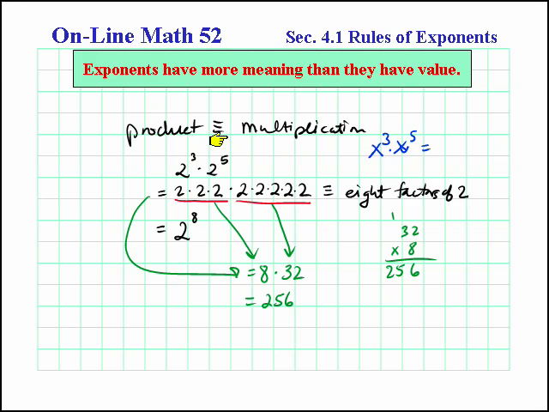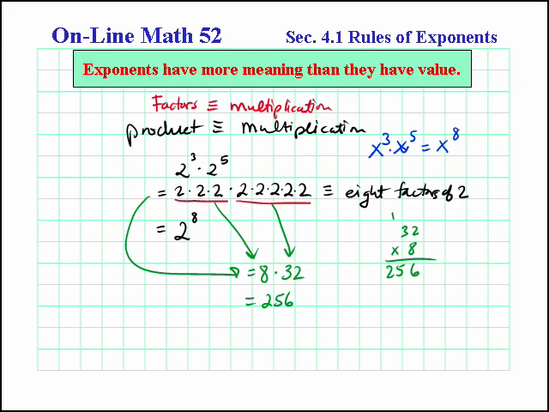So since product means multiplication, in fact, factors means multiplication. So putting those ideas together, when we talk about the number of factors, here are 3 factors of 2 times 5 factors of 2. Notice that it's multiplication all the way across. So a total of 8 factors of 2. And same thing here. 3 factors of x and 5 more factors of x. Multiplied together, that is a total of 8 factors of x.